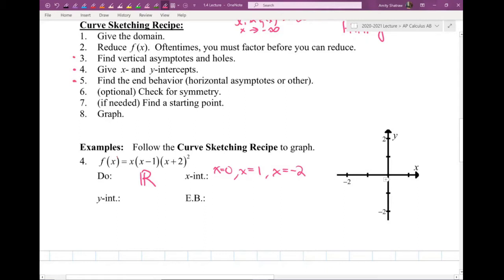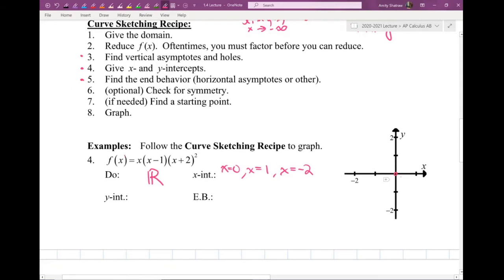And so I'm going to graph them really quick, right? So here's a 0 right there, there's a 0 right there, and there's a 0 right there. So this graph is going to go through all three of those points.